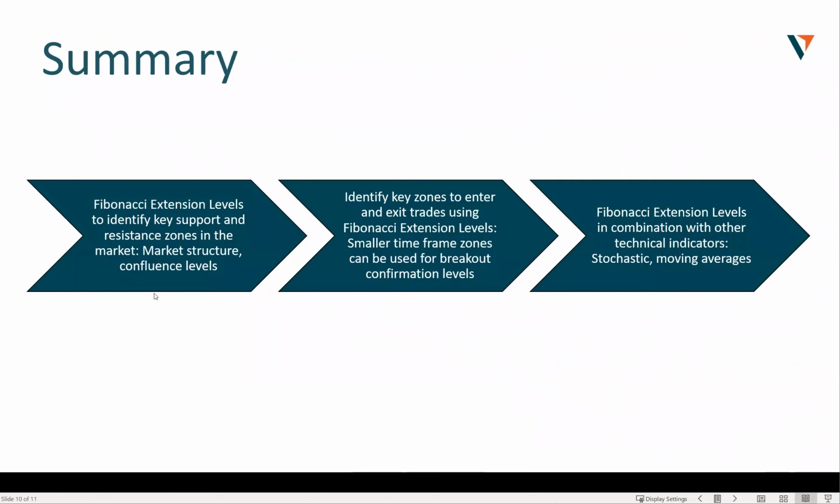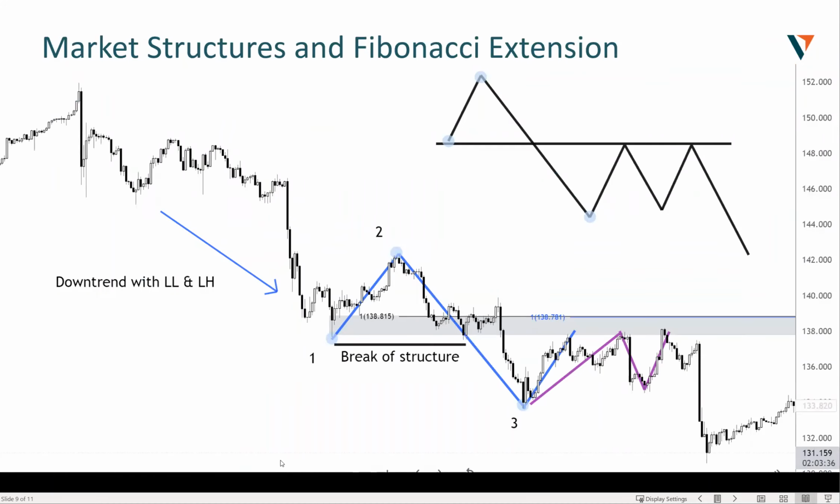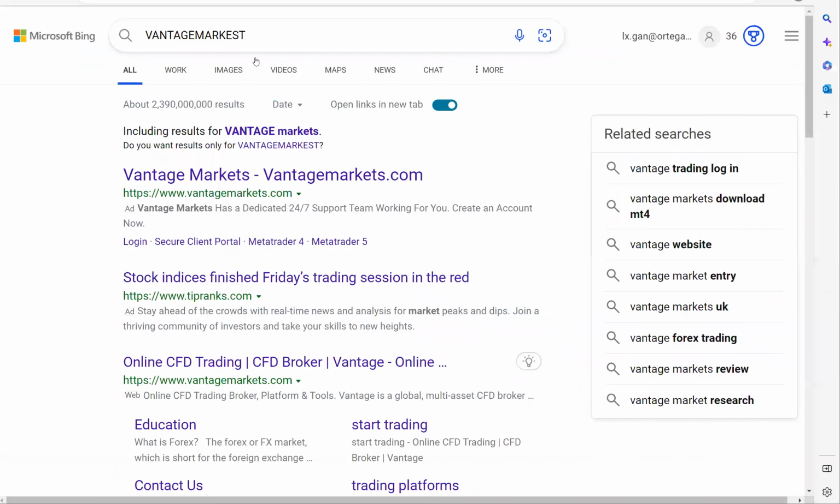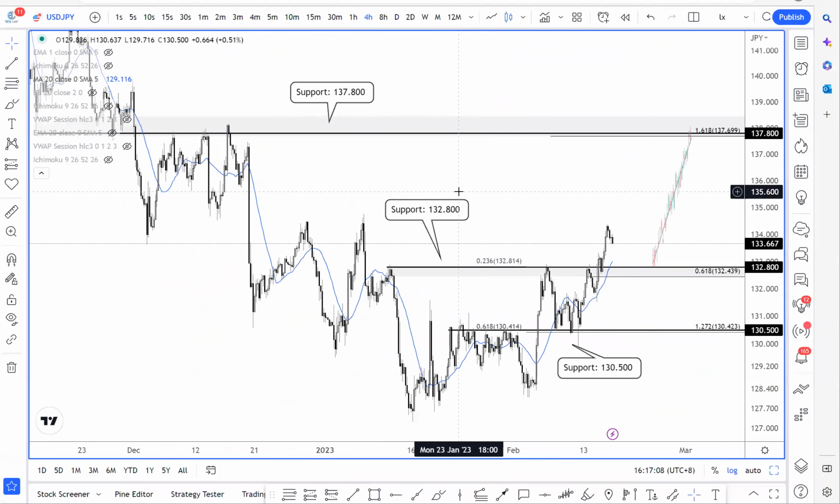So before we go on to that, let's hop on to our charts. We'll take a look at the different types of charts and also how we can actually use these Fibonacci extension levels. So let me just bring up the chart. This is an example on dollar yen. If you recall yesterday's session, on dollar yen, you can see the most recent movement.